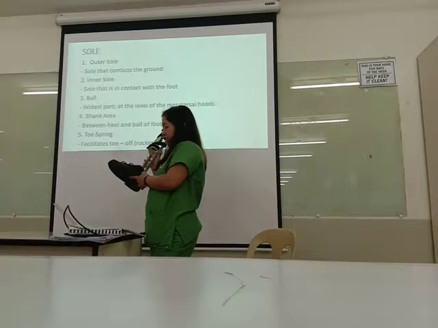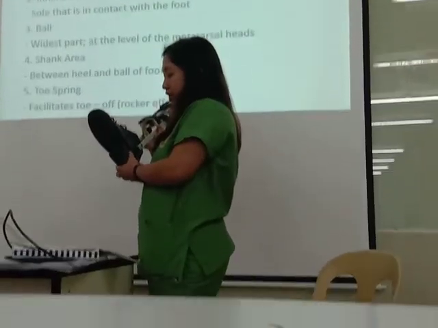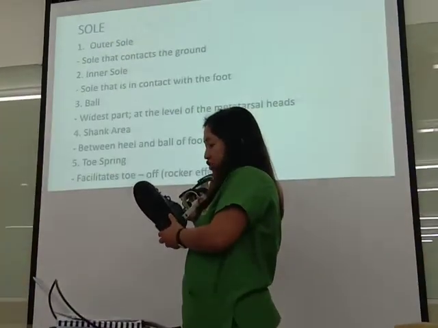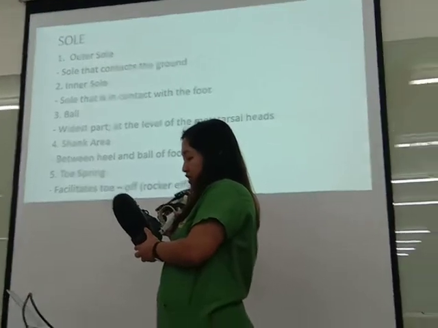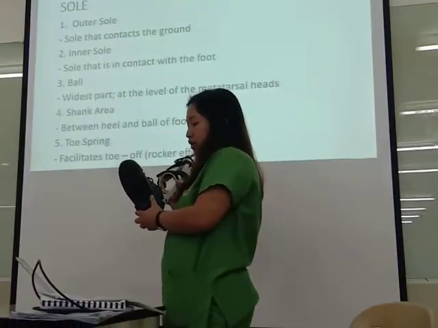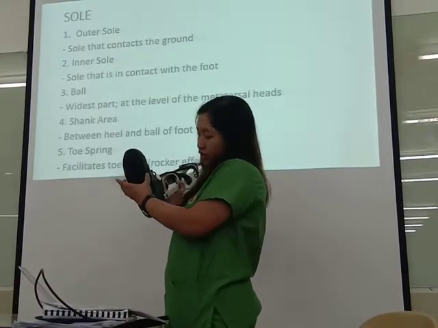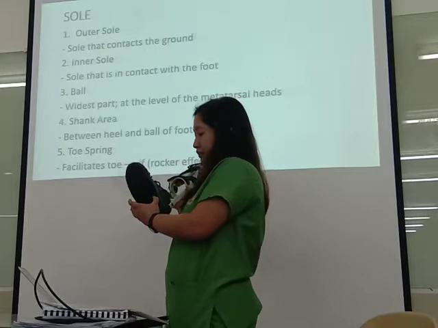And then the shank, which is commonly fabricated to provide reinforcement in shape using materials such as spring steel and leather board. The shank area is between the heel and ball of the foot. So this is it, this part.